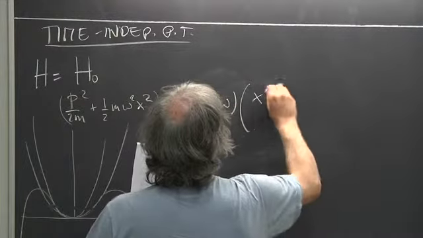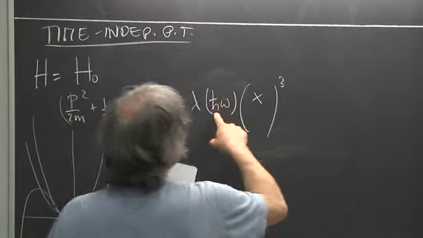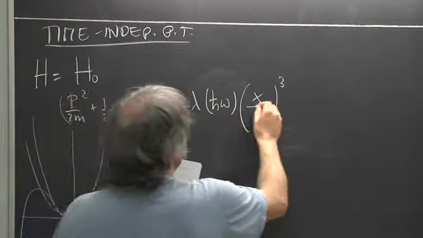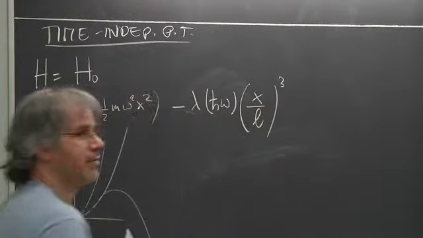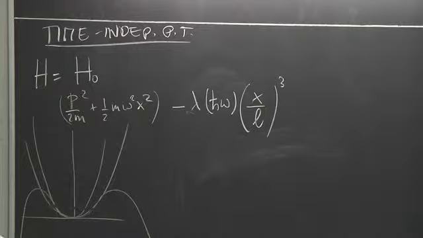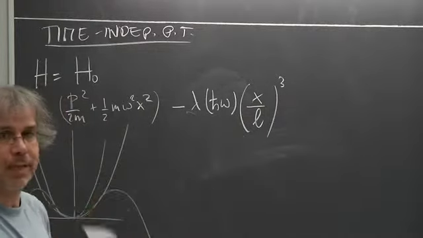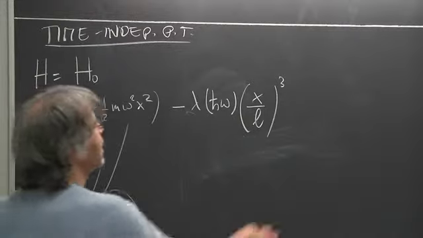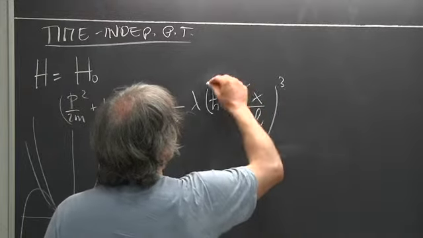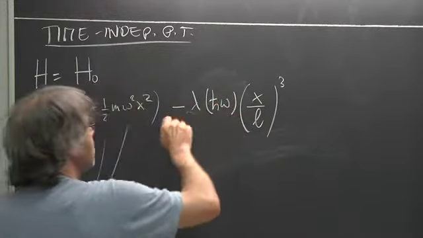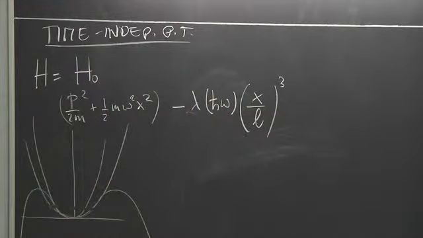I want x to the cube, okay? But since I put all the dimensions here, I write this as x divided by the famous L, the oscillator length, that is some function of h bar, m, and omega, okay? In this way, this is dimensionless. This is the energy, and this is another dimensionless quantity, which is essentially how big is the perturbation.